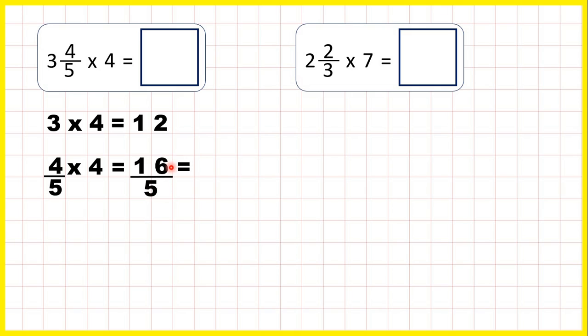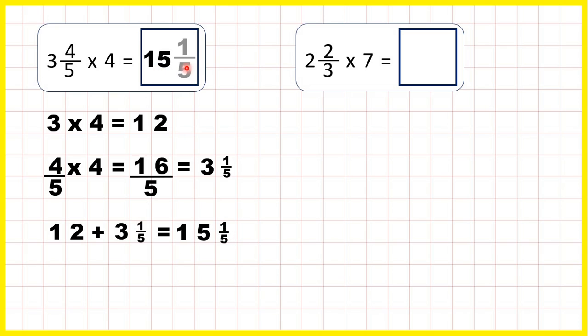We do that by division. 16 divided by 5 is 3, remainder 1. So we have the remainder as our numerator, and then the denominator stays the same. So 16/5 is the same as 3 1/5. So now we can add 12 and 3 1/5 to get our answer. 12 plus 3 is 15, the fifth stays the same, so our answer is 15 1/5.